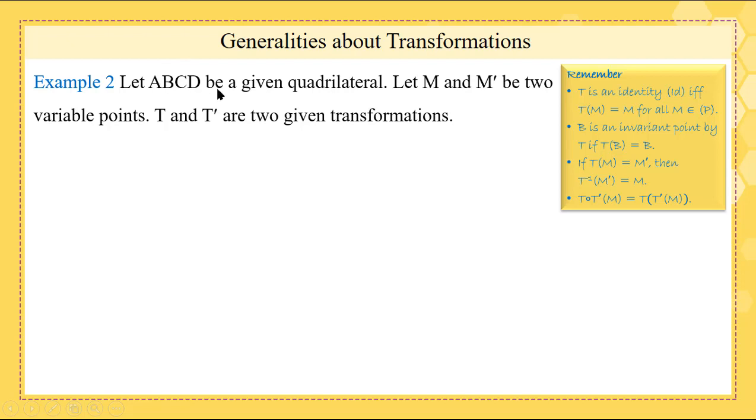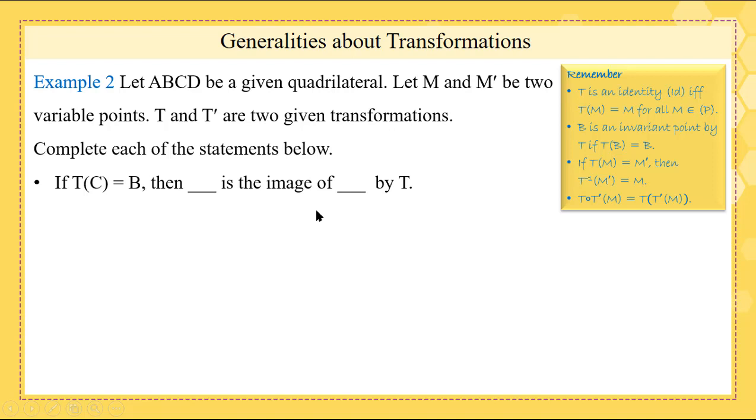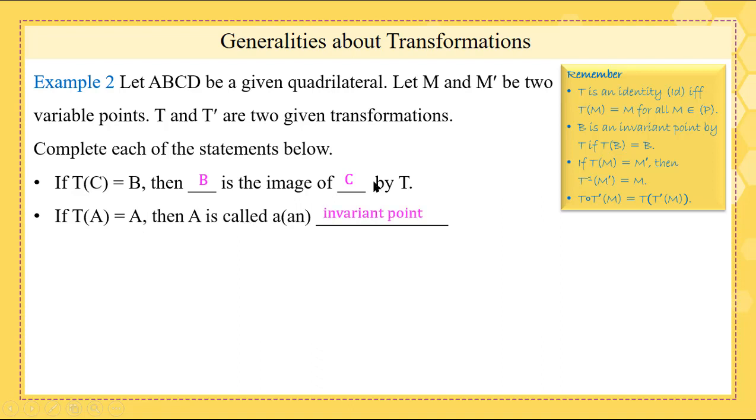Example 2. Let ABCD be a given quadrilateral. Let M and M prime be two variable points. T and T prime are two given transformations. Complete each of the statements below. If T of C is equal to B, then B is the image of C by T. The second one, if T of A is equal to A, then A is called an invariant point according to the second remark.